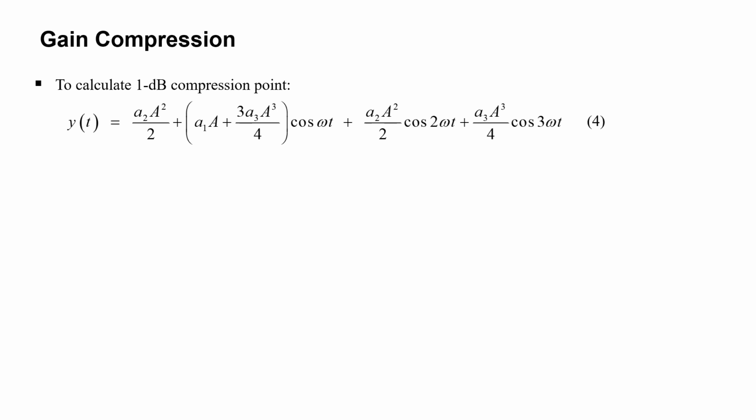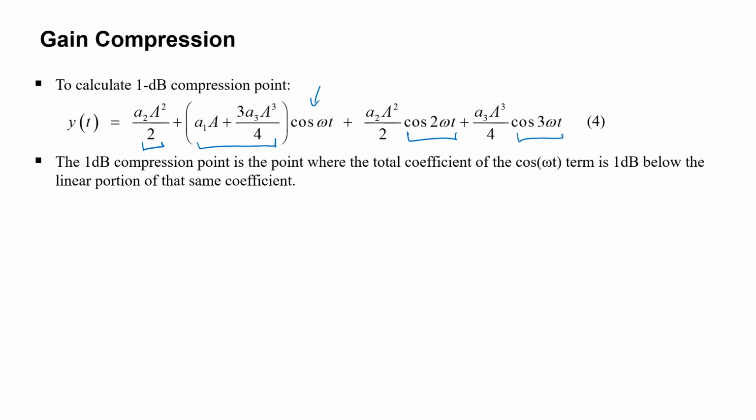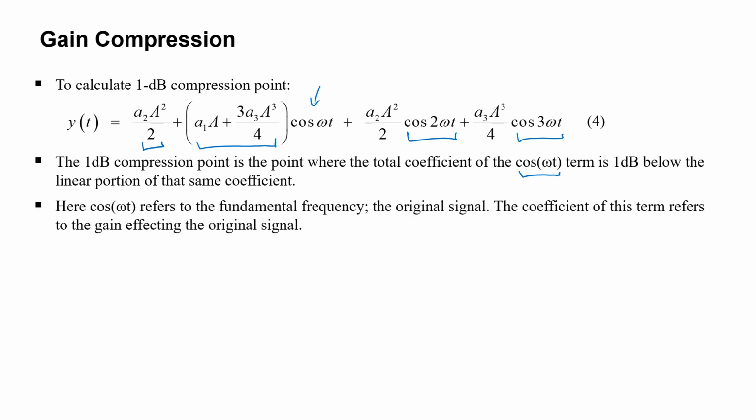To calculate the 1 dB compression point, we know this equation. This is the DC term. This is the term we have been talking about in the last two to three slides, because it is multiplied by a standard cosine wave that is an input, and then the second harmonics and the third harmonics and their respective amplitudes. The 1 dB compression point is the point where the total coefficient of cos omega t is 1 dB below the linear portion of that same coefficient.